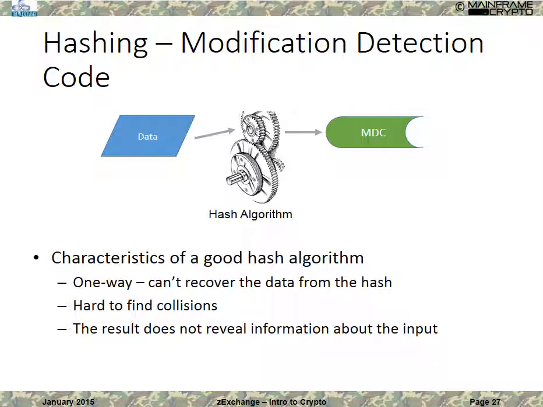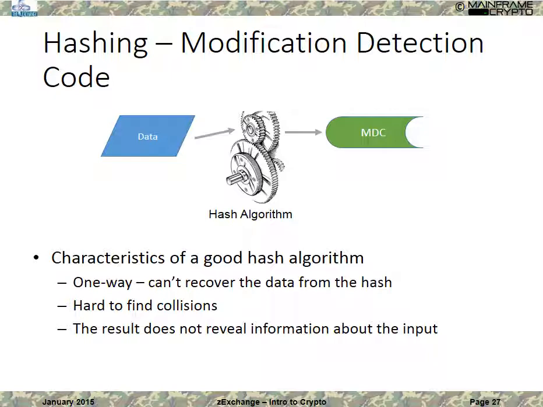Now, there are three characteristics of a good hash algorithm. First, it's a one-way operation. That is, if I take whether it be a 10-byte message or a 10 megabyte message and run it through the hash algorithm and generate a hash, you can't take that hash value and recover or recreate the 10 byte or the 10 megabyte message that was used to generate it.